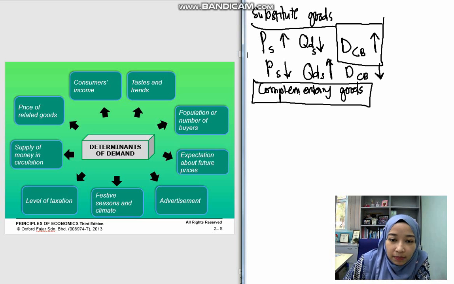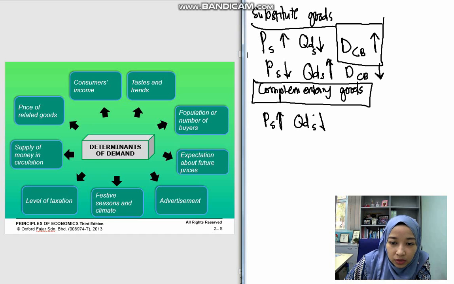Okay, so what happens if, let's say, the price of Starbucks increases? Okay, the quantity demanded for Starbucks will reduce, people will buy less, and what happens to the demand for milk? Demand for milk will also reduce. Okay, because the demand for Starbucks has reduced. Okay, so Starbucks will buy less milk.